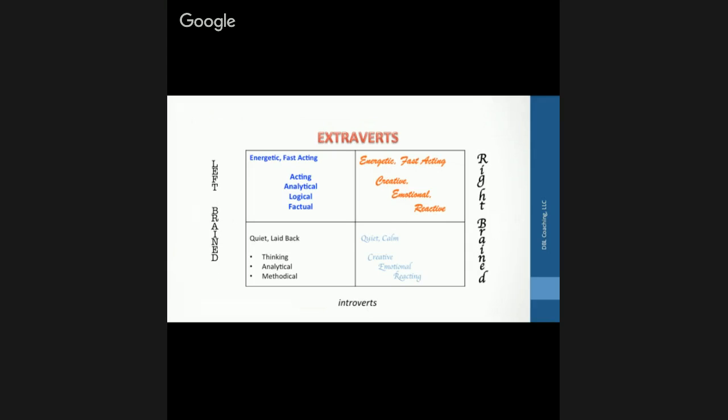So the right-brained extroverts, if you look in the quadrant on the right upper corner, right-brained extroverts are energetic, fast-acting, emotional, reactive. Right-brained introverts on the right lower quadrant are quiet and calm. They are creative, emotional, and reacting. Not so much reactive. There's a little bit of a difference. Left-brained introverts are quiet and laid back. They are analytical, methodical, and they are the thinkers, the researchers. Left-brained extroverts, left upper corner, are energetic, fast-acting, logical, factual, and also analytical, but in an extroverted way.